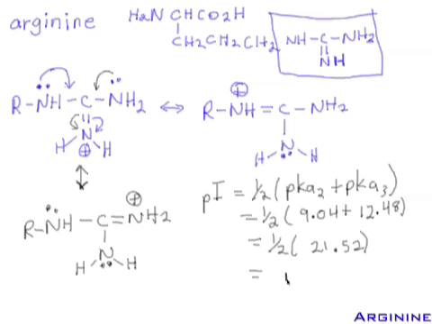So 2 goes into 15 7 times, 10.76. Wow. That's at the high end of our range. Remember, we've said 7.5 to, I believe, 10. This makes arginine, because of these resonance structures, one of the most basic amino acids. So arginine is a basic amino acid.